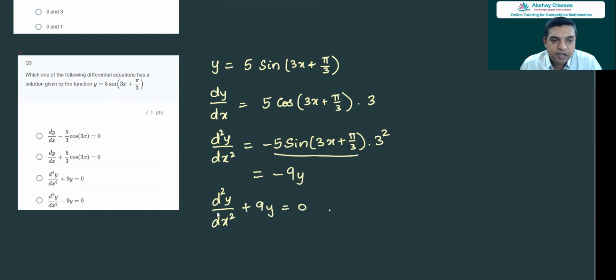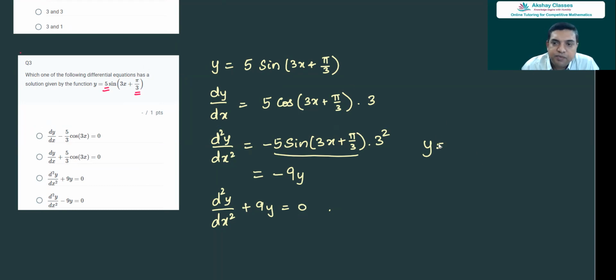Now you may ask me a legitimate question: why can't we differentiate it only once? Why did we differentiate twice? So the thing is, when you expand this in sine of ax plus b form, even directly, you can see that there are two constants here. 5 is one constant and this is another constant. So there are two constants. So whenever the solution has two constants, that means the order of the differential equation is 2.